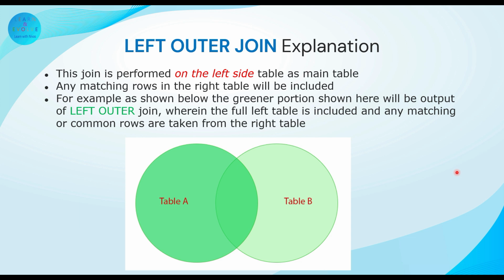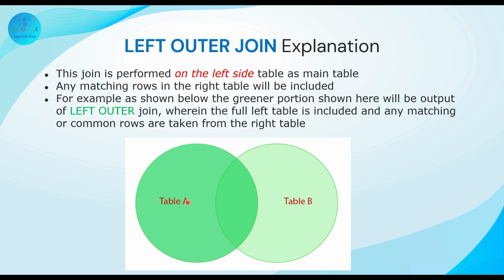A left outer join is basically used for comparing the table values. Along with this, right outer join is also there, which is for comparison of values. But in this video we'll see what is a left outer join. This join is basically performed on the left side of the table, which will be treated as the main table. All the table records will be picked up from the left side and compared against the right table. Any matching rows will be populated in the output and any non-matching rows will be shown as null.